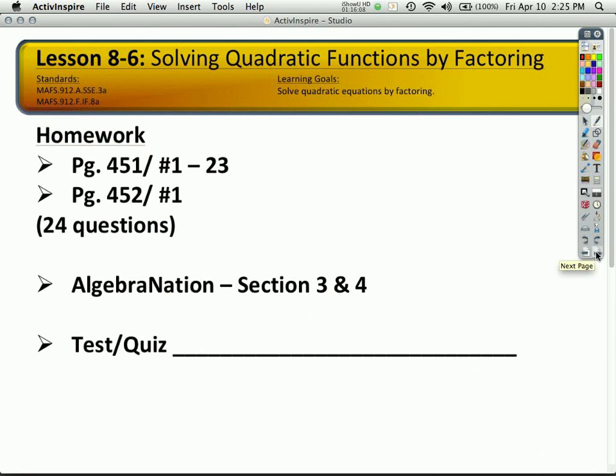Your homework is on page 451, numbers 1 through 23. And on page 452, you're doing number 1. That's a total of 24 questions. Algebra Nation. We're moving on to sections 3 and 4. By the end of next week, I will put in the grades all the way up to section 4.